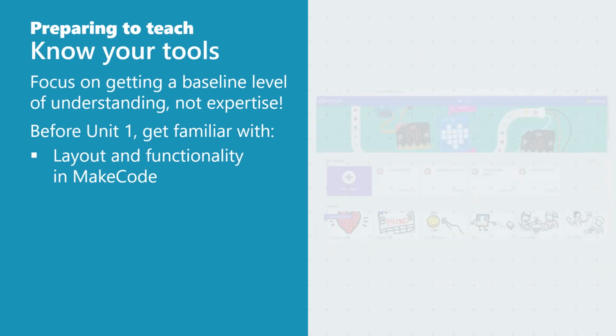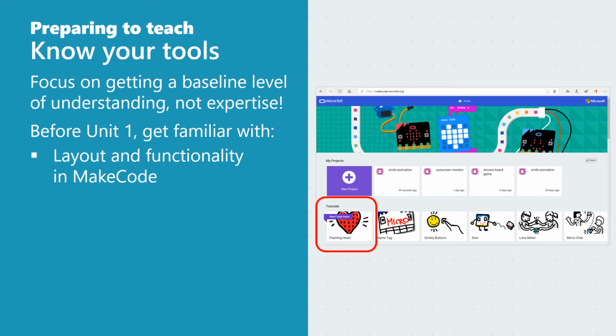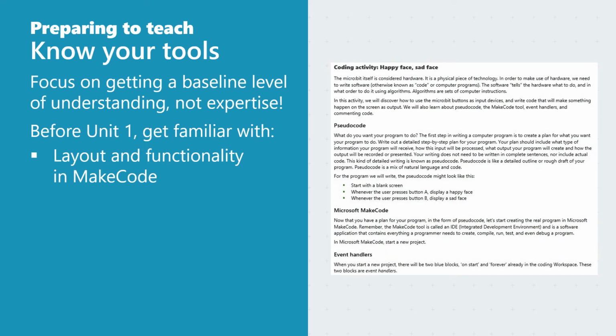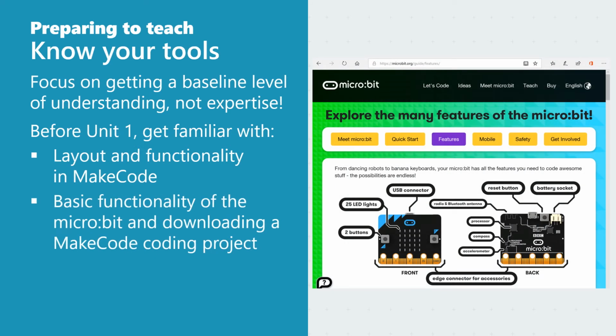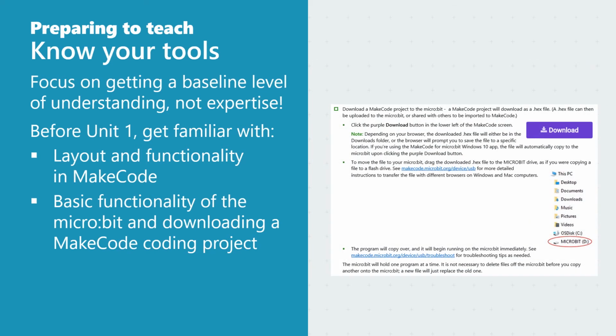If you're new to coding, start with the flashing heart tutorial found in the tutorials section of the home page. And if you have some experience, jump right to the first coding activity in Lesson B of Unit 2. You also need to understand the basic functionality of the microbit by reading about the features at microbit.org/guide/features. Then follow the step-by-step instructions in the course overview guide to practice downloading a MakeCode project to the microbit.